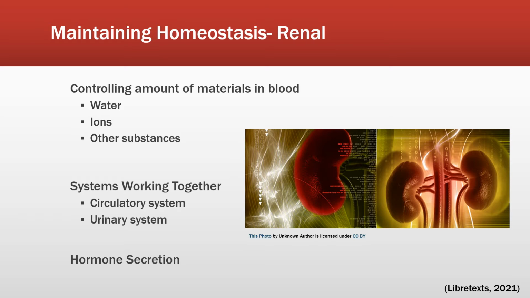The kidneys work together with the circulatory system and the urinary system to filter the blood and remove waste through urination. The kidneys also secrete hormones in order to maintain homeostasis. Examples of the hormones are erythropoietin and renin.